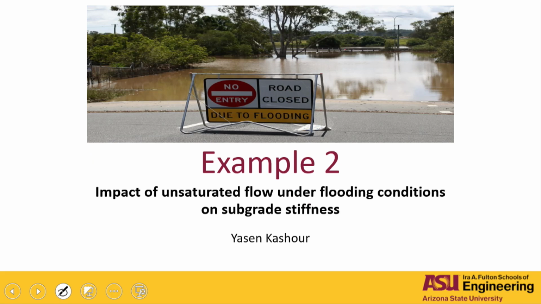This is example number 2. This is the impact of unsaturated flow under flowing conditions on subgrade stiffness. And basically, this one also has a lot of assumptions in there, but I thought it was a very nice thing that we can probably use to analyze. So here is the problem.